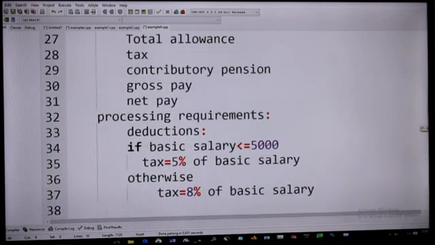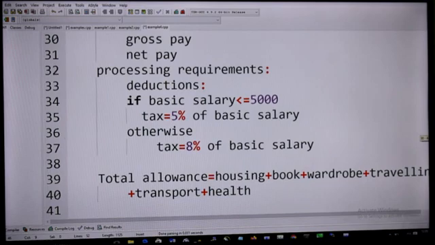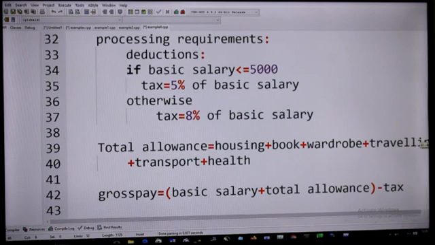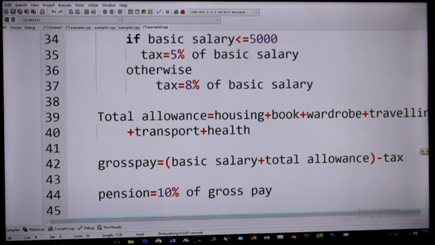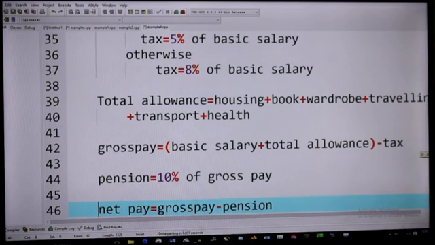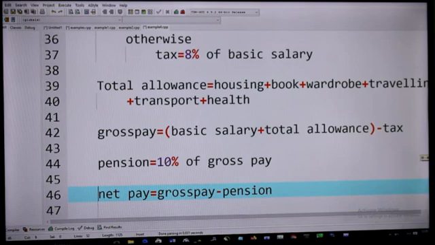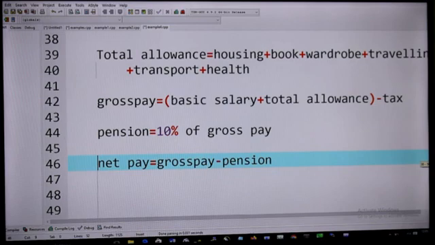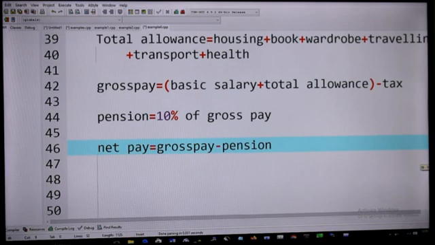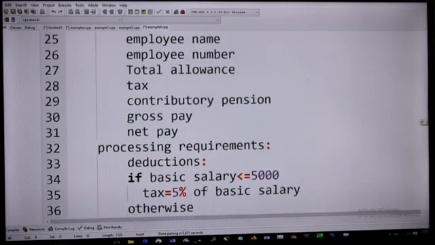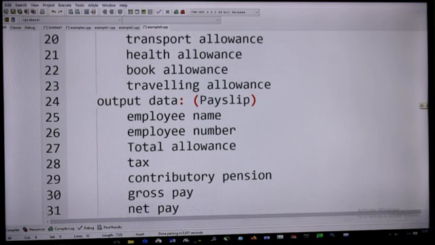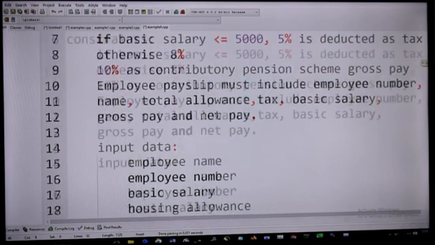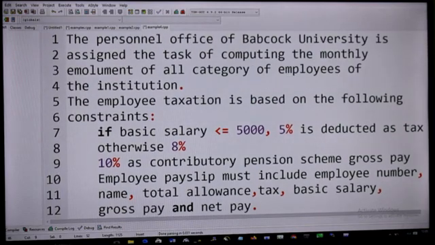sequentially. So for your processing requirements now, you will think of your tax, you will compute tax, then you compute the total allowance, then you compute your gross pay, basic salary plus allowance minus tax. Then you compute your pension, which is 10% of gross pay. Then you find your net pay, which is gross pay minus pension. So, we are actually through. We have done the processing requirements, we have done the output data, and we have done the input data. So you can see that it is very simple.